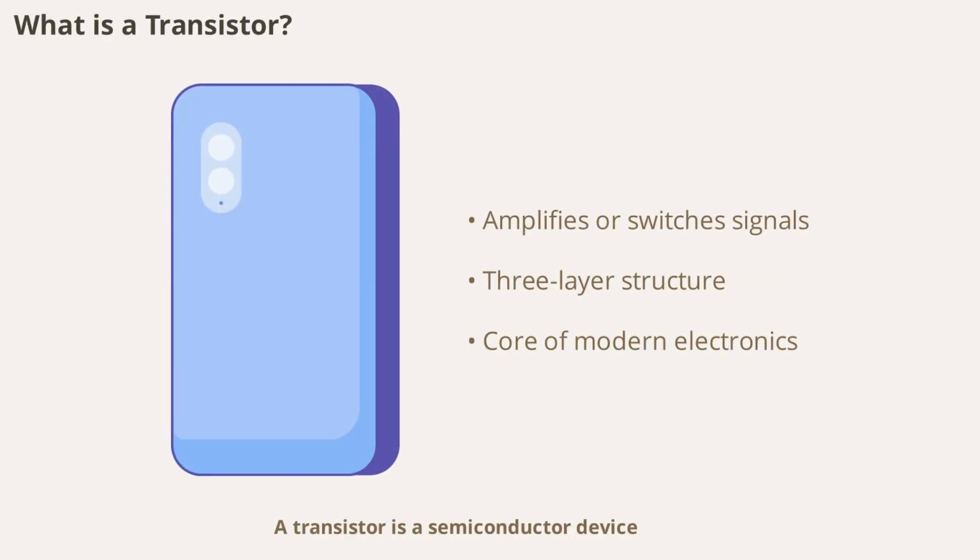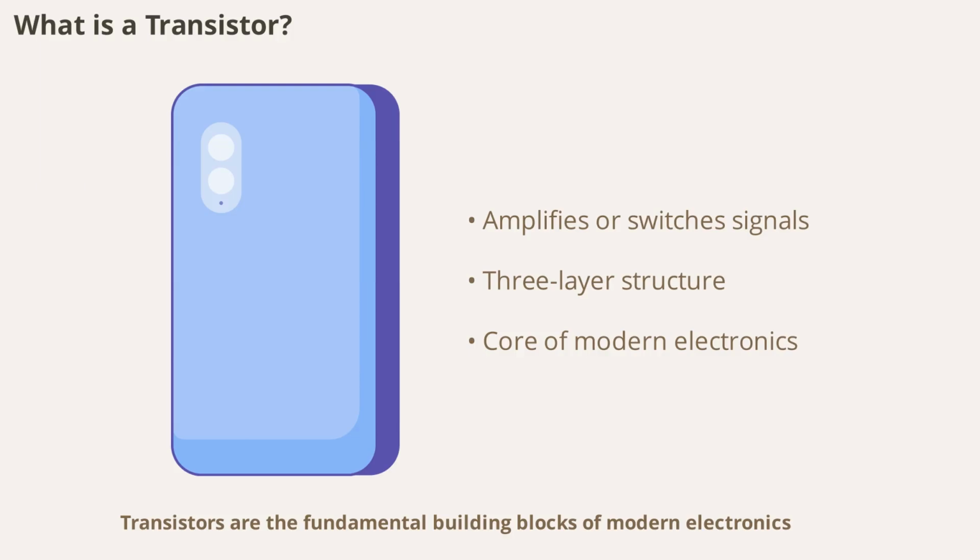A transistor is a semiconductor device used to amplify or switch electronic signals. It consists of 3 layers of semiconductor material, forming either an NPN or PNP structure. Transistors are the fundamental building blocks of modern electronics, enabling the creation of complex circuits, computers, and communication systems.